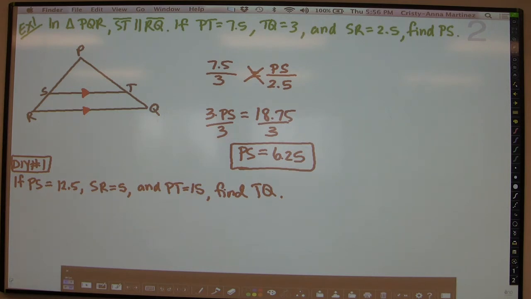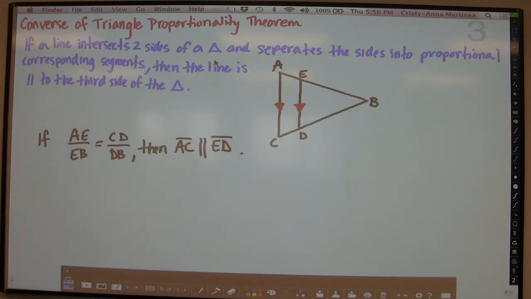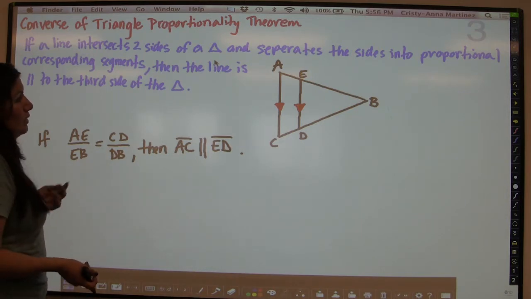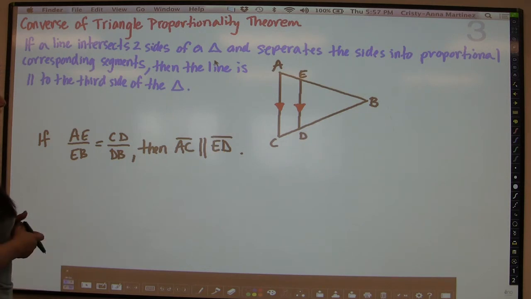So now if you will go ahead and use the same diagram but with different information for do-it-yourself number 1, we will go on to our next theorem, which is basically the converse of what we just discussed. The converse states that if a line intersects two sides of a triangle, so in this case we have ED as a line intersecting both sides of the triangle, and separates the sides into proportional corresponding segments, then the line is parallel to the third side of the triangle.